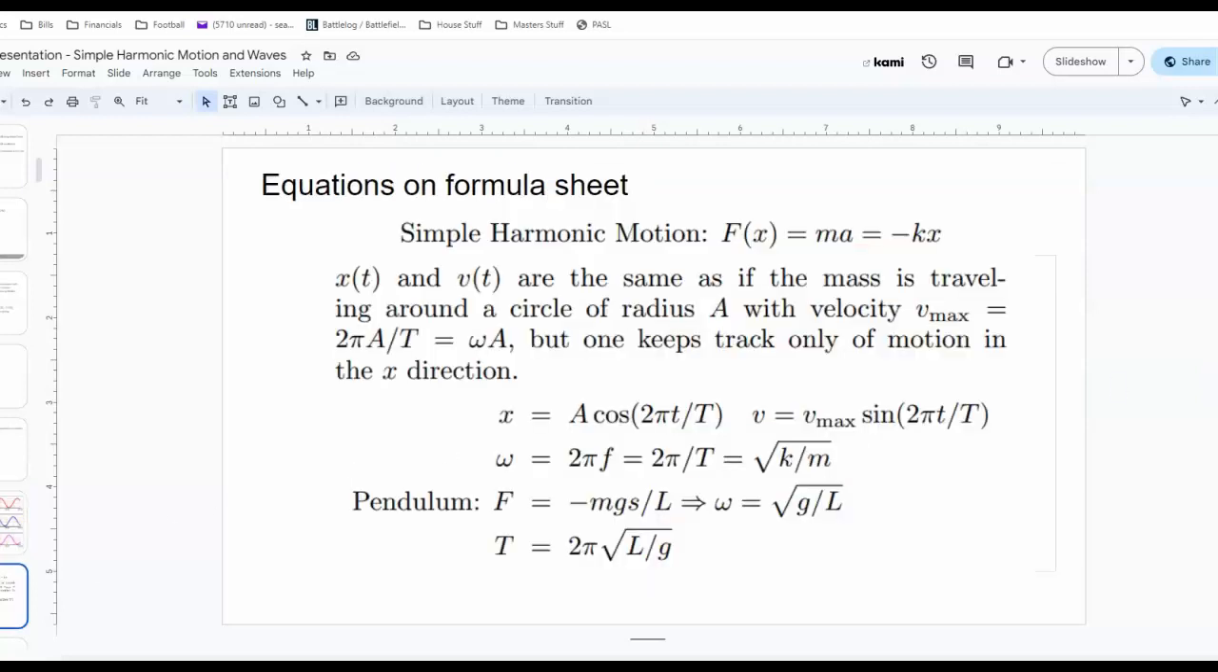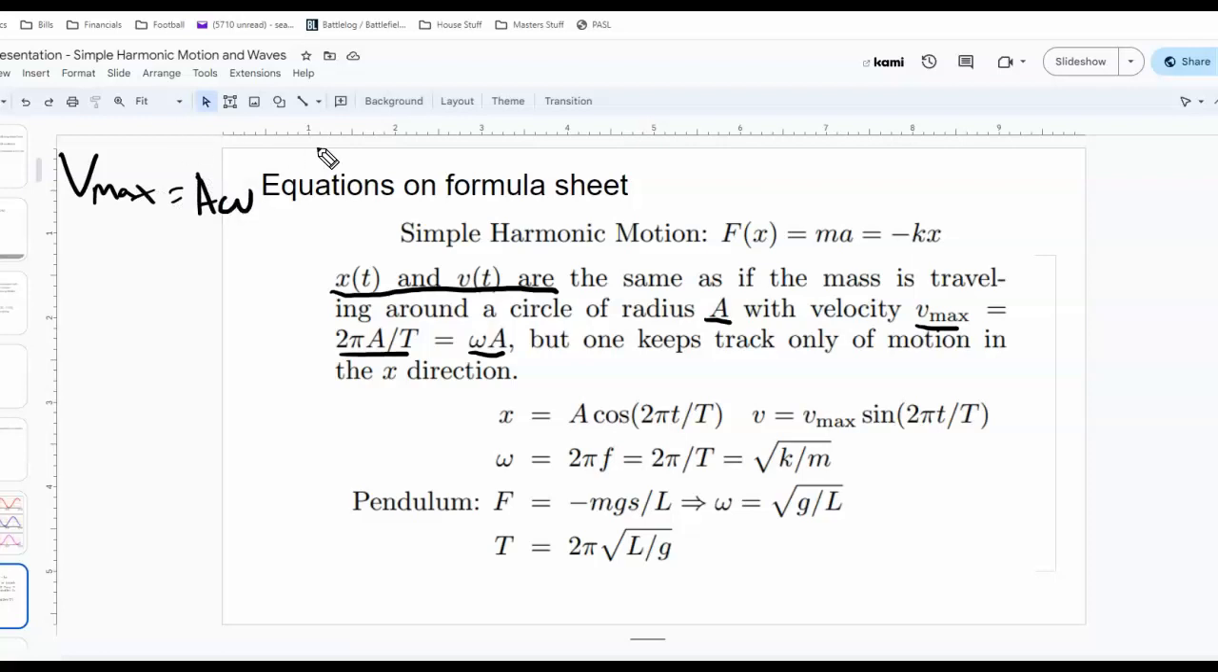Okay, so just to show you the equations actually on the formula sheet, here they are. The top equation is really just for the specific example of the mass on the spring that you see here. This sentence says x of t and v of t are the same as if the mass is traveling around a circle of radius A with velocity v max equals 2 pi A over T. Remember, capital T is the symbol for period, which is equal to omega times A. So in other words, they're telling you that v max is equal to A times omega, which we talked about on the last slide.